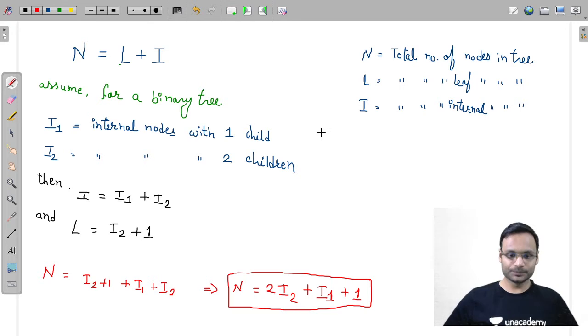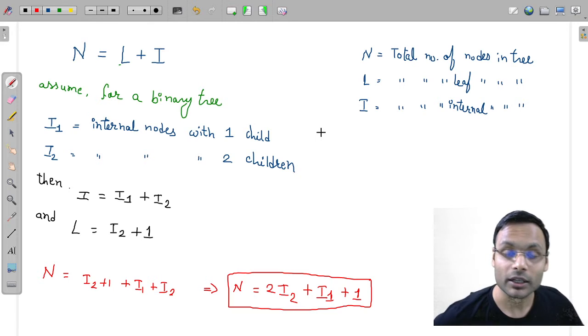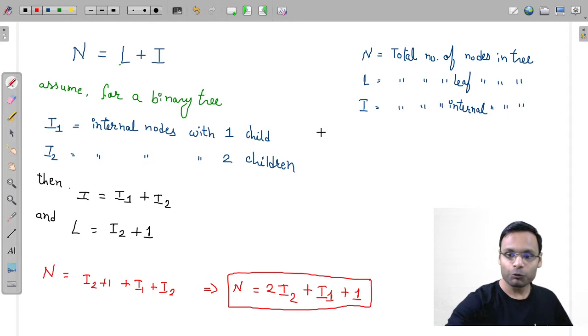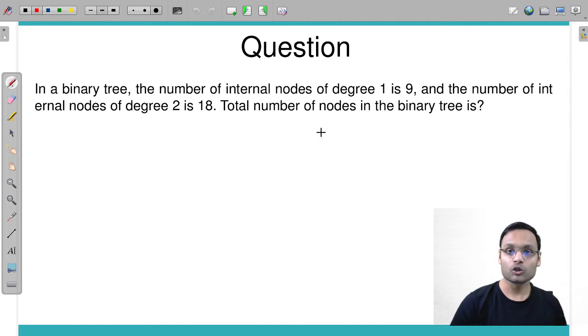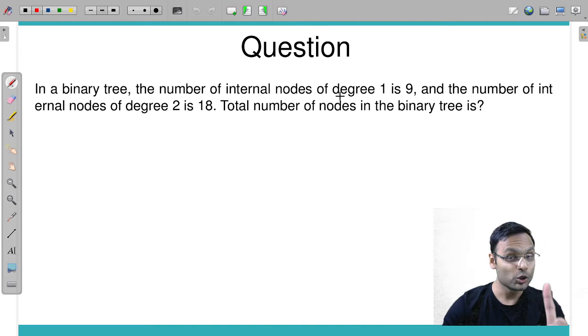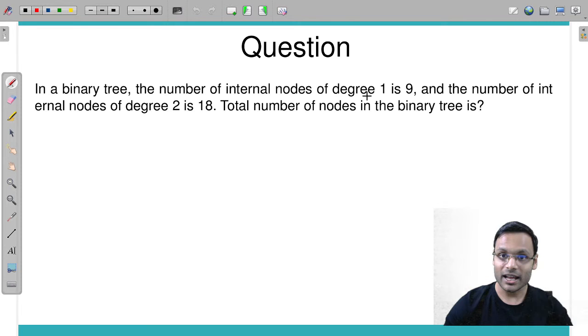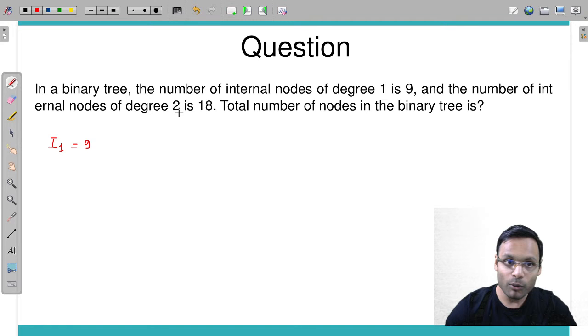Is that clear or not? If that is clear, then we should go forward and let us solve a question. It is a very simple question. In a binary tree, the number of internal nodes of degree 1 is 9. Yesterday I told you degree means child, so degree 1 means single child. Single-child internal nodes equal 9, and the number of internal nodes of degree 2 is 18, meaning internal nodes with 2 children equal 18.